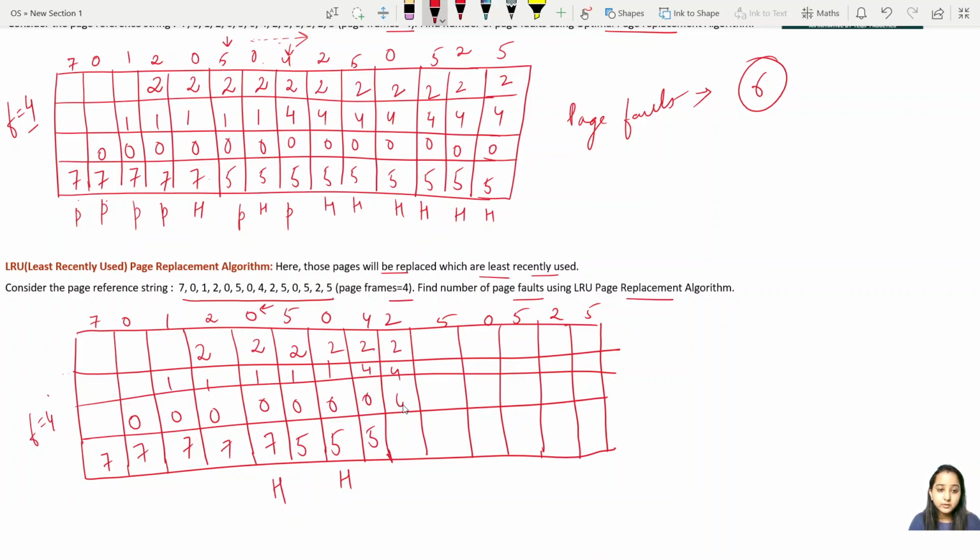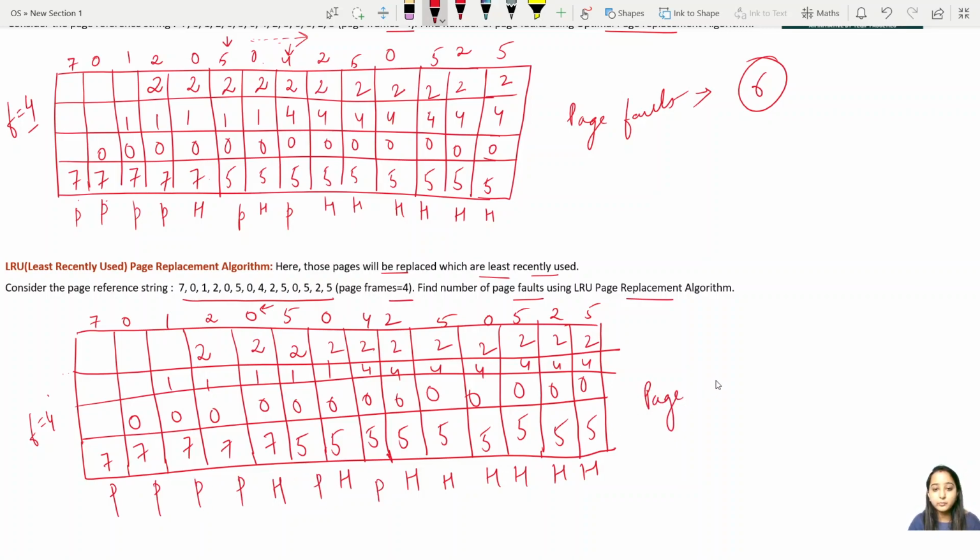Then 2, no need to change because it is already present. It occurs. Then 5, no need to change because it is already present. 0, it is already present here. No need to change. 5 will arrive. No need to change because 5 is already there. 2 is already there. No need to change. Then no need to change for this also because 5 is already present. Okay, so let me count the number of page faults. 1, 2, 3, 4, 5 and 6.